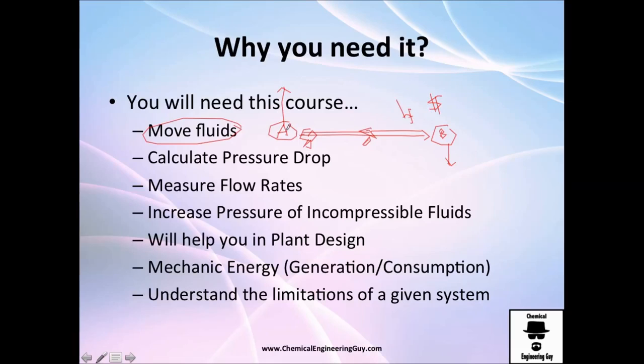We will also need to calculate the pressure drops in order to calculate the size of the pump. We also need to measure flow rates, because we cannot be producing without knowing how much stuff is going in and going out. Shall we increase the pressure? For example, many times you have a pressure at 1 atmosphere, and you want to send this fluid to a distillation column which operates at 3 atmospheres. Well, the distillation engineer tells you, I need this fluid at 3 atmospheres. Even though you don't know why, you need to do it. 1 atmosphere to 3 atmospheres.